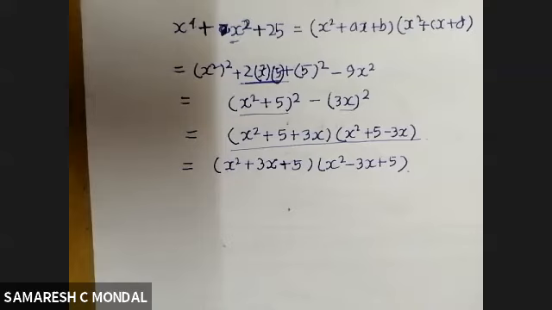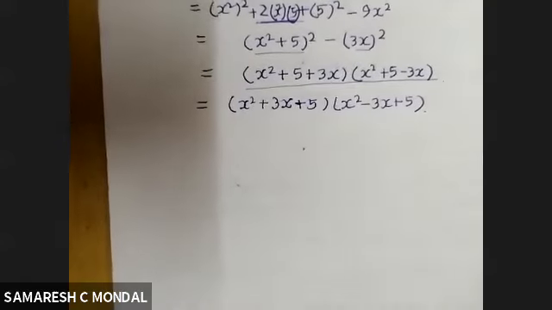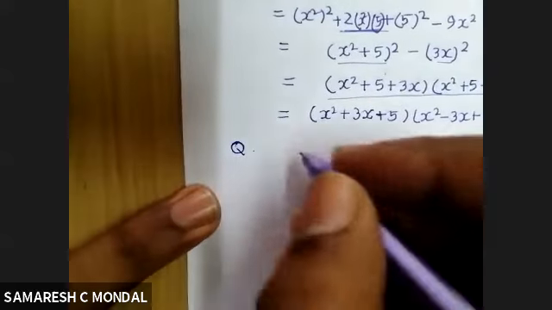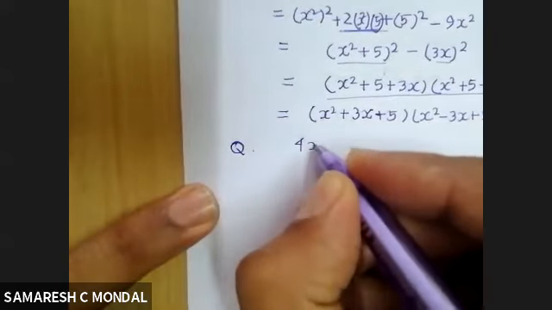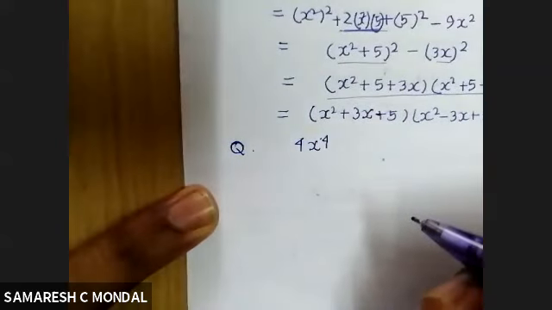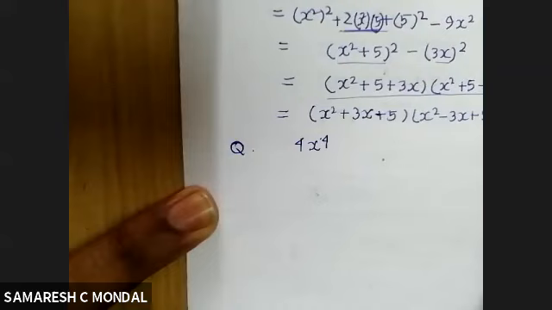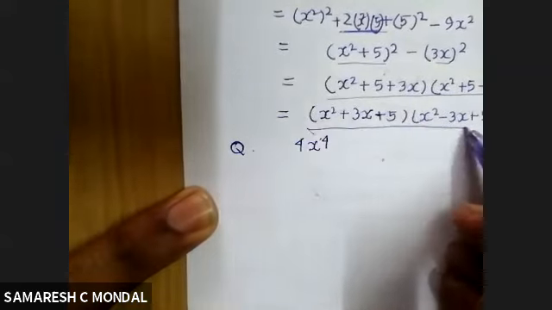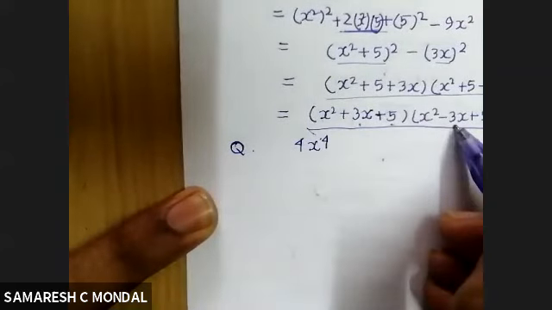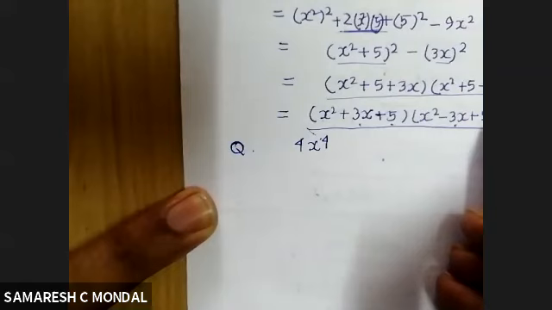So now another problem of the same kind. This is 4x to the power 4. On the previous problem I discussed, A is equal to 3, B is equal to 5, C is equal to minus 3, D is equal to 5. That's it.